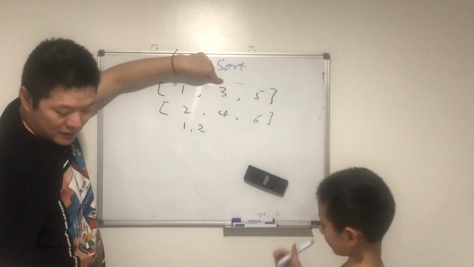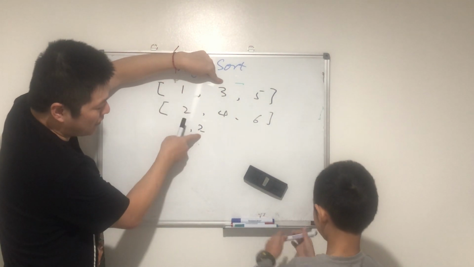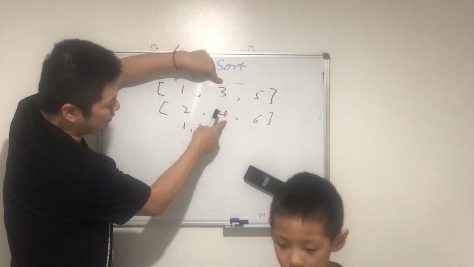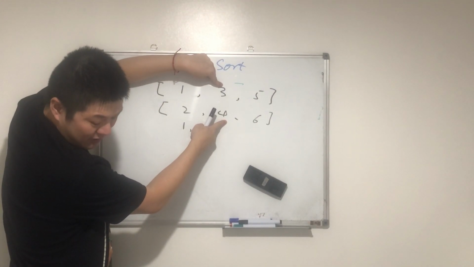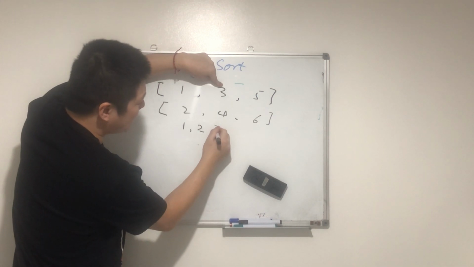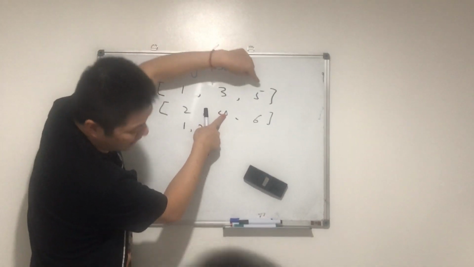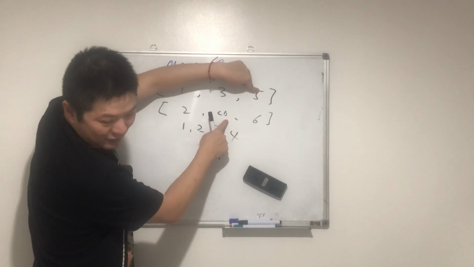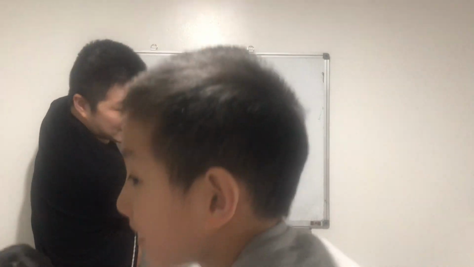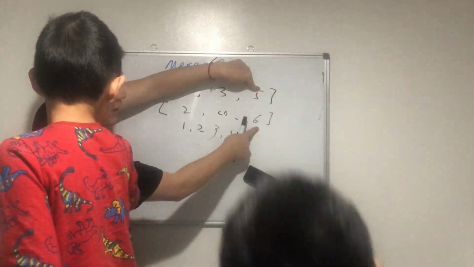Can you go there, please? Do you get it? 2 and 3, 2 is smaller, right? And I put the 2 here, then I move here. And 3 and 4, 3 is smaller, right? Then I put the 3 here, and I move the left hand here. And then 5 and 4, 4 is smaller, and then move it here. And 5 and 6, then that's 5, and then that's 6.